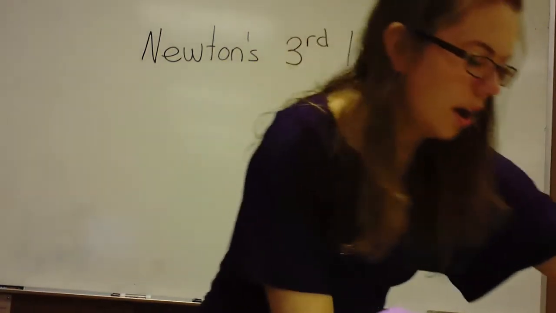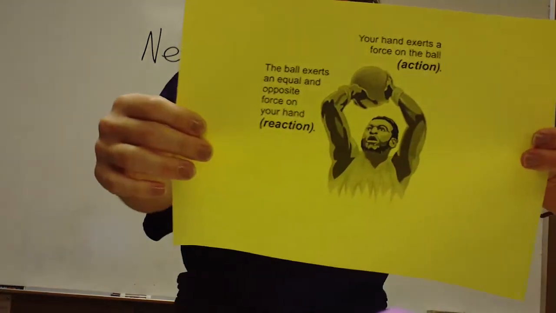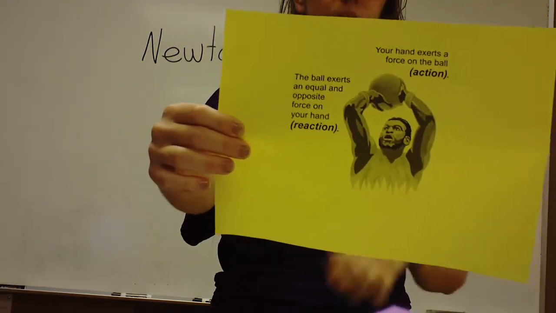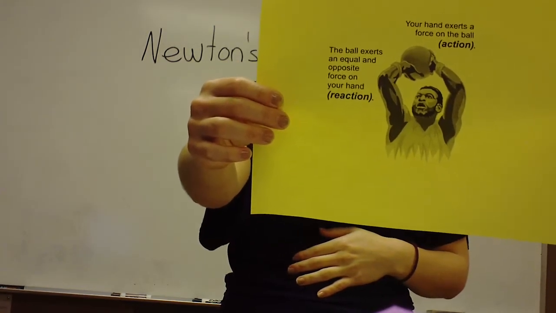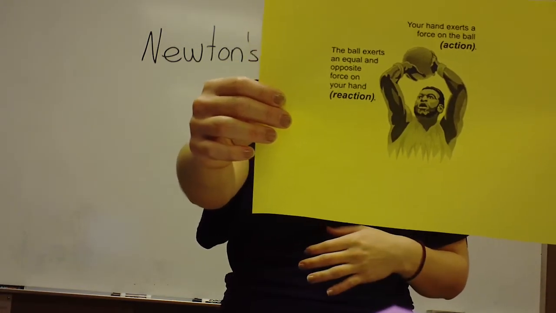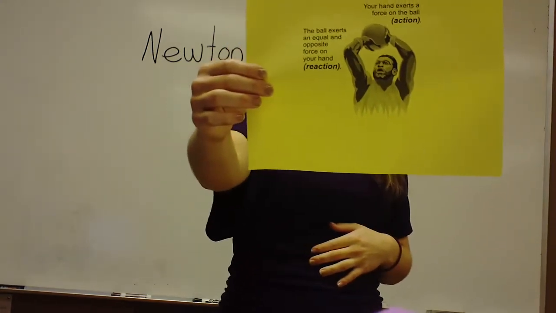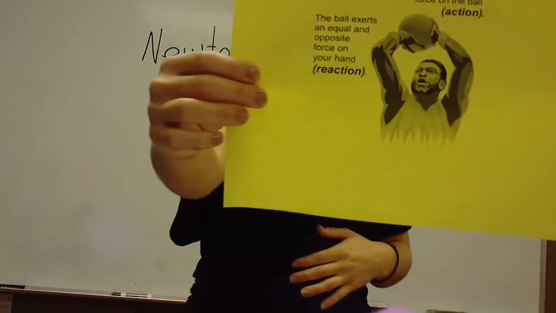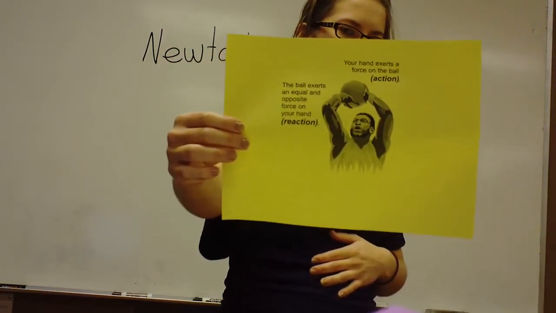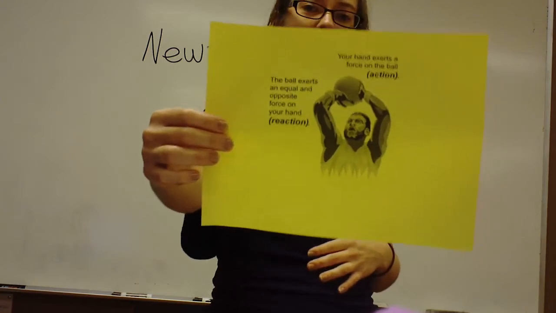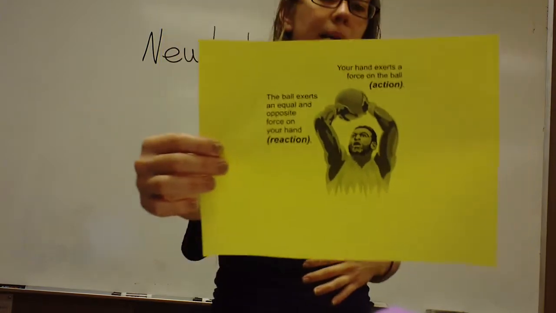Okay? For those of you who play basketball, the action is your hand pushes the ball, exerts a force on the ball. Well, the ball actually exerts a force equal in size but opposite in direction on your hand. It's just that you're a lot stronger, the ball is pretty light, so the ball moves a lot more than your hand does from that equal but opposite force. Which is why if you were to throw that ball in space, you would go flying backwards because there would still be a force exerted on you from that ball.